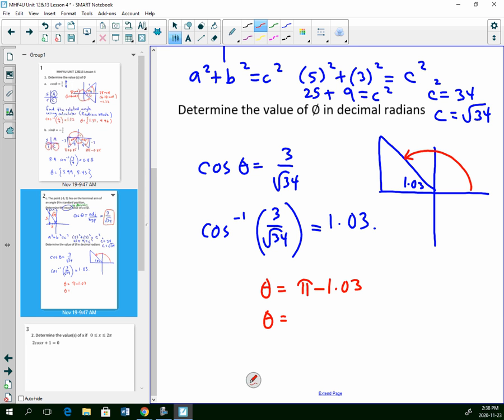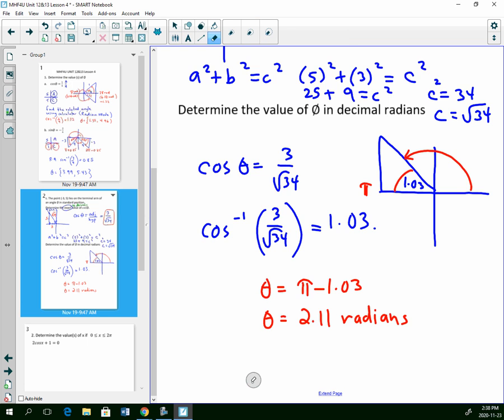So that is 2.11 radians. Okay, so don't forget that the value of theta is from 0 to the terminal arm. You just found the related angle. So you still have to do that calculation. We're not quite at pi, so we subtract the related angle from pi to find the measure from 0 to that terminal arm.